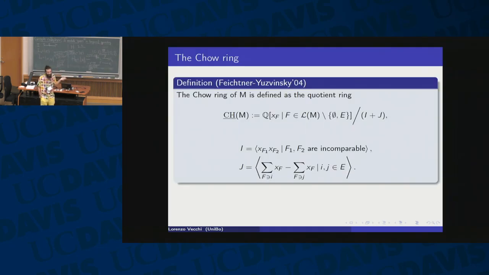The first one is the Chow ring of a matroid, defined by Feichtner and Yuzvinsky. I'm not going to stay long on this because we've already heard about it a lot. It's a polynomial ring which you can build from the lattice of flats. You have a variable for every element in the lattice of flats, except the bottom and the maximal element. Then you quotient out by some ideals of relations, which are supposed to represent the relations that you get in the cohomology ring of a variety associated to the matroid.